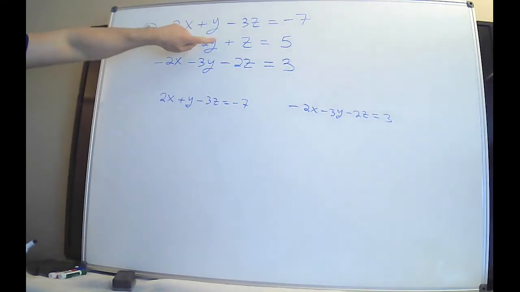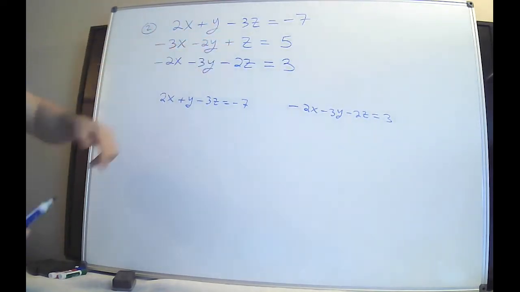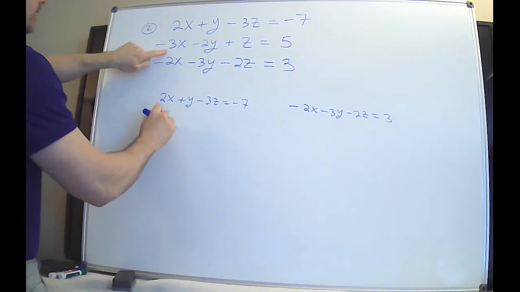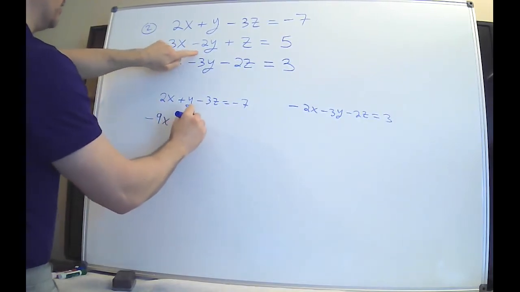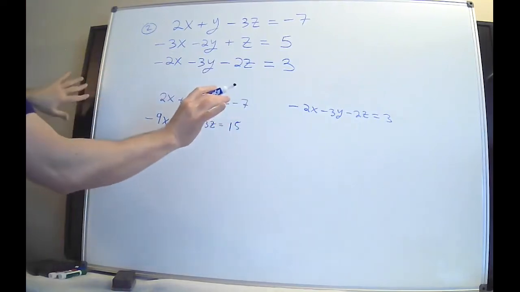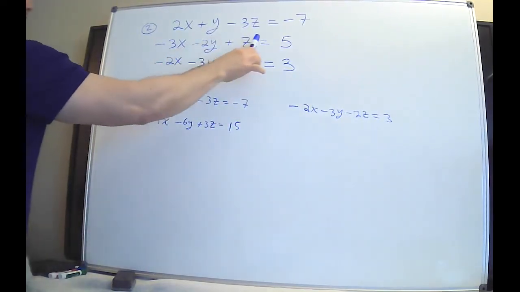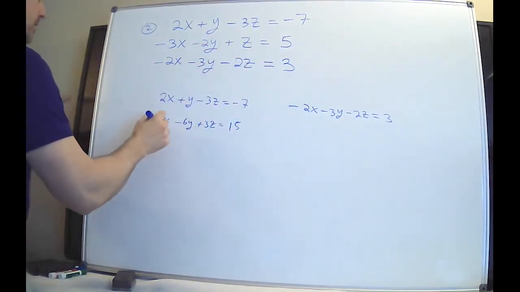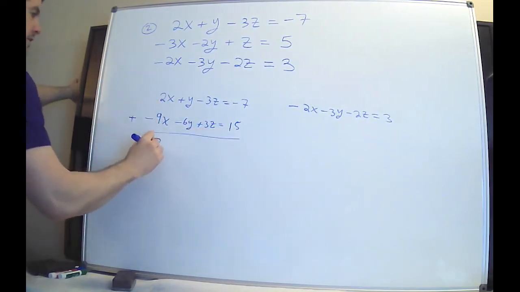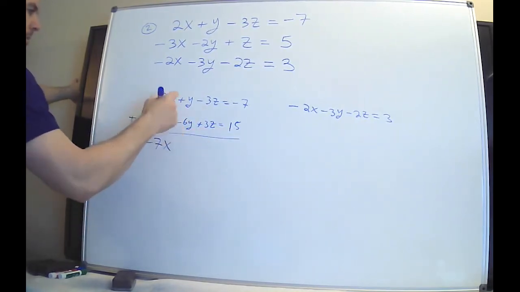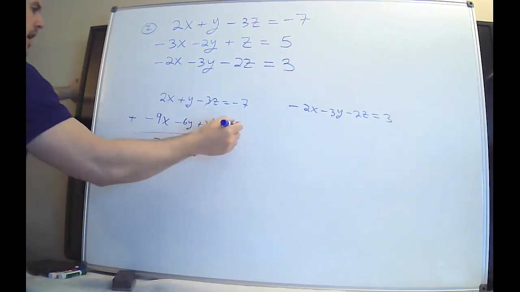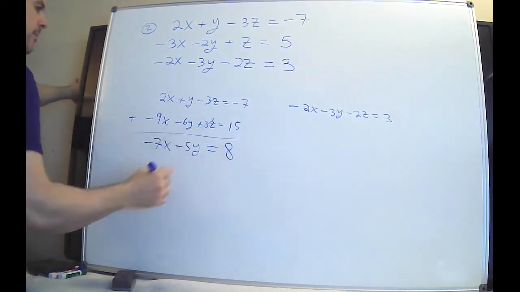To eliminate z using the top one, I need a positive 3 here. So I need to multiply everything here by a 3. -9, -6, positive 3, 15. I multiplied them all by 3. Now I'm going to add them together, straight up and down. You get -7x, -6 and a positive 1 is -5. Those cross out, equal sign gets bigger. 15 minus 7 is 8.